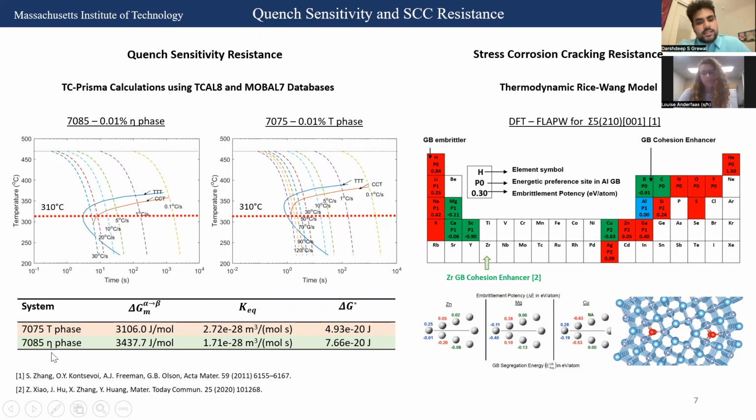And lastly, for our objective to improve the stress corrosion cracking resistance, we employed the thermodynamic Rice-Wang model, for which we collected DFT data to investigate the contribution of elements to the grain boundary cohesion. So our analysis revealed that the main contribution to grain boundary cohesion derives from the zinc, which has a negative effect, and from the magnesium and copper, which have a positive effect.